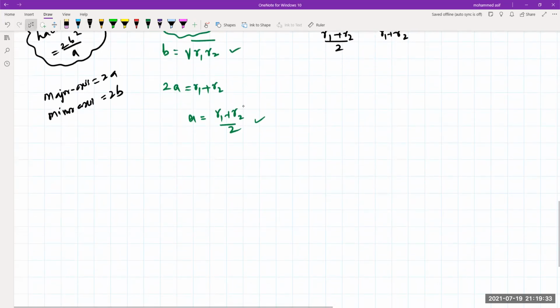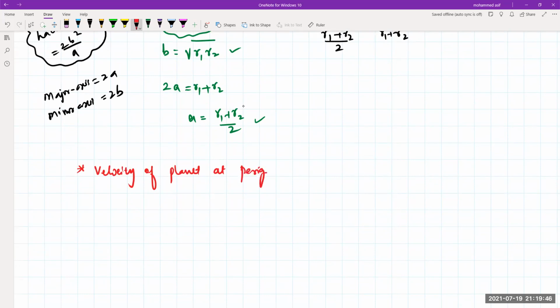One more very important relation. I'm just keeping this one, I'm not deriving it: velocity of the planet at perigee and apogee. Very important. Derivation results are important. In general class we compulsorily derive them, but right now it is not much required.